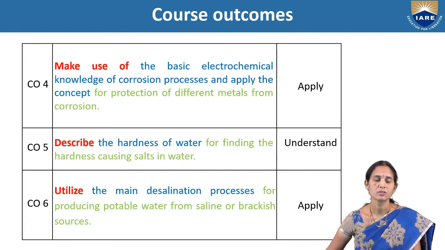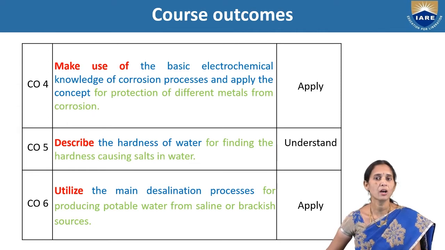from corrosion. So after learning about corrosion of metals, here we have to go for how to protect from corrosion, how to control the corrosion by taking the protective methods. So we are applying now, so we are giving here Bloom's taxonomy level, that is apply.